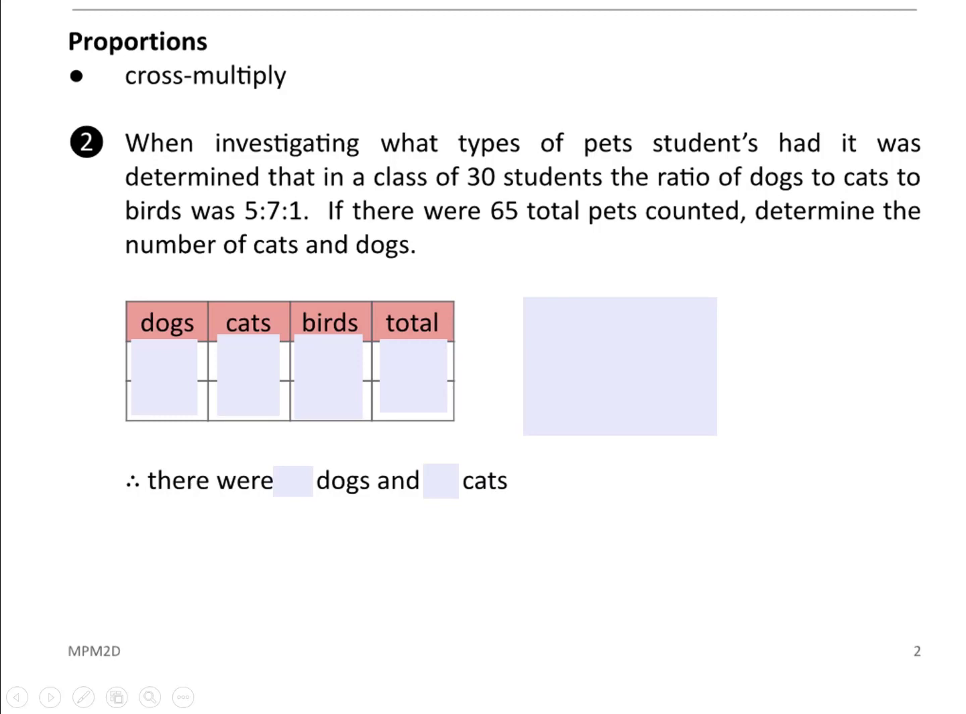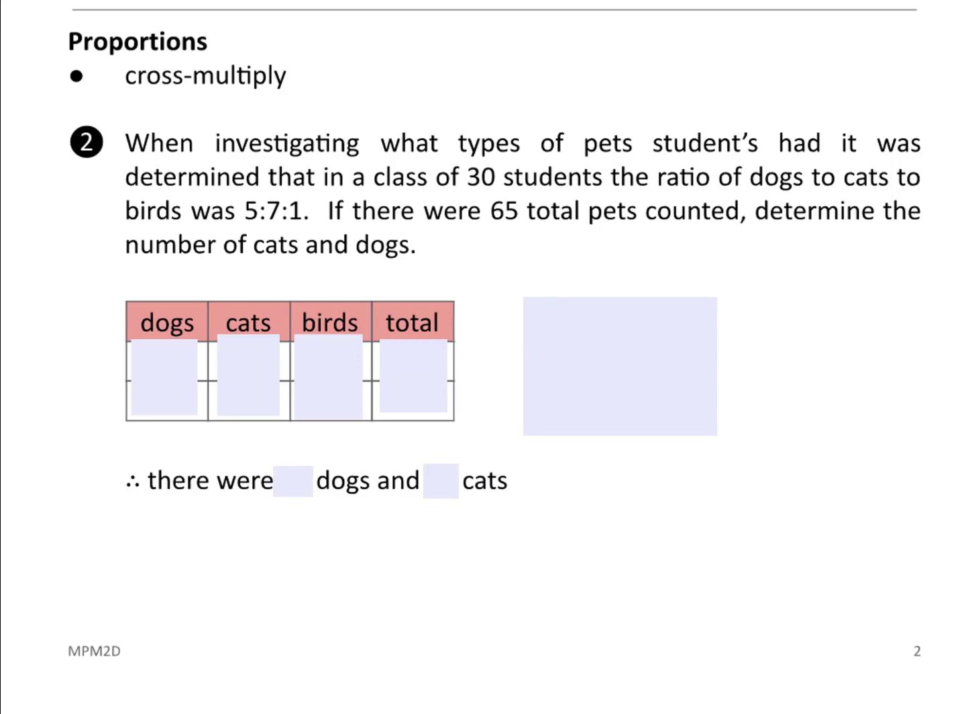Proportions. Okay, so for proportions, you need to learn how to cross multiply. I did reveal the names of the categories on the table just so they're a little bit neater to read. So obviously I can't write that neat.